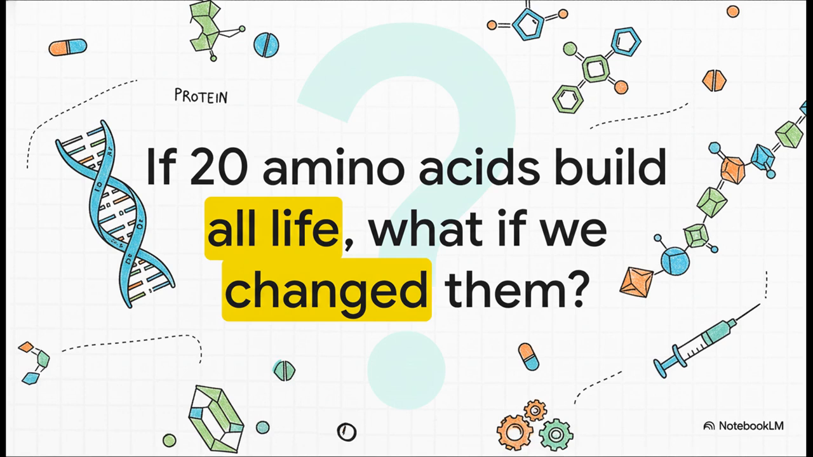If nature managed to build this entire, incredible, complex world with just 20 letters in its alphabet, what could we build if we started adding new ones? Scientists are already doing it, creating new medicines and materials. It makes you wonder. Life wrote the first book with 20 letters, but the story is far from over. What are we going to write in the next chapter?